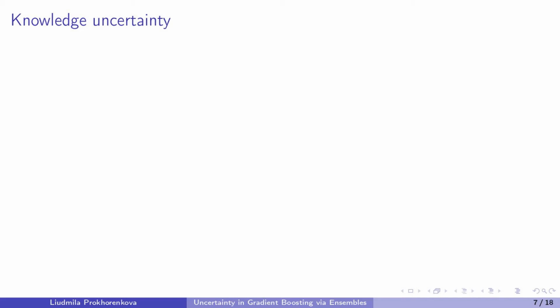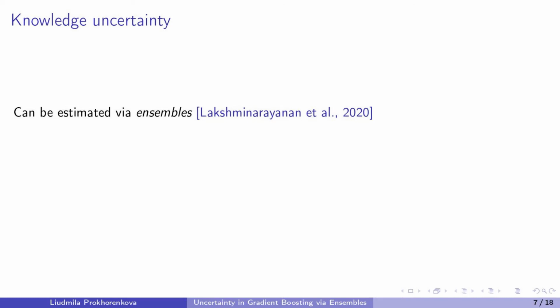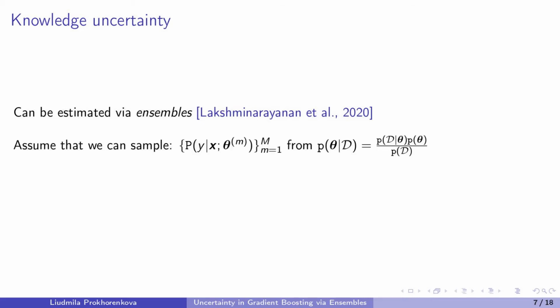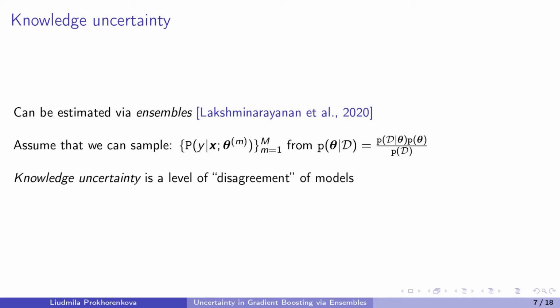But how to measure knowledge uncertainty coming from the lack of training data in a particular region? Estimating knowledge uncertainty requires an ensemble of models. This technique is successfully used for neural networks. Assume that we can sample several models from the posterior distribution. If all the models understand an input, they will give similar predictions, which corresponds to low knowledge uncertainty. However, if the models do not understand the input, then they are likely to provide diverse predictions and strongly disagree with each other, which indicates high knowledge uncertainty.